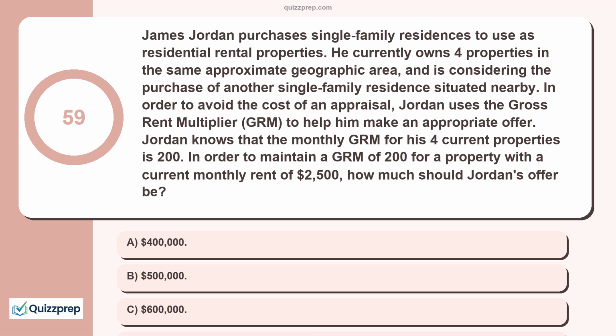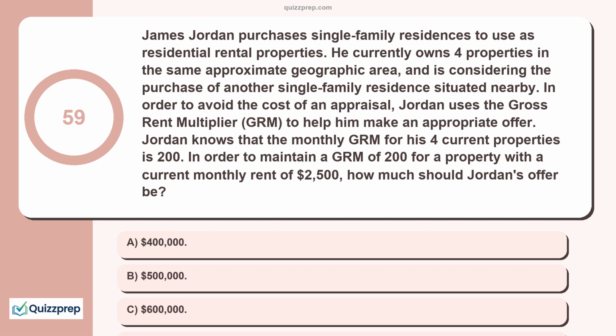Question 59. James Jordan purchases single-family residences to use as residential rental properties. He currently owns 4 properties in the same approximate geographic area, and is considering the purchase of another single-family residence situated nearby. In order to avoid the cost of an appraisal, Jordan uses the gross rent multiplier, GRM, to help him make an appropriate offer.